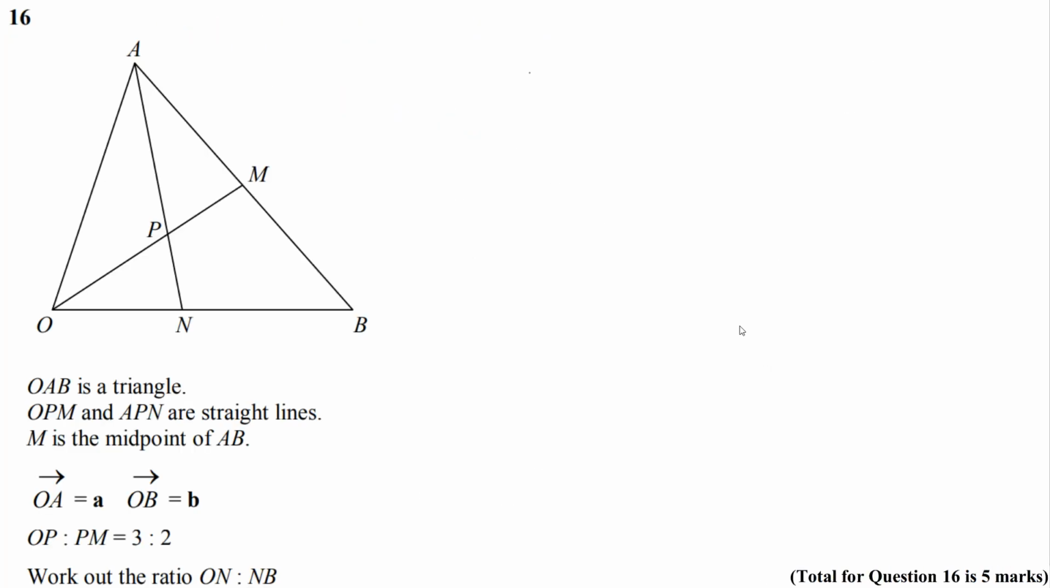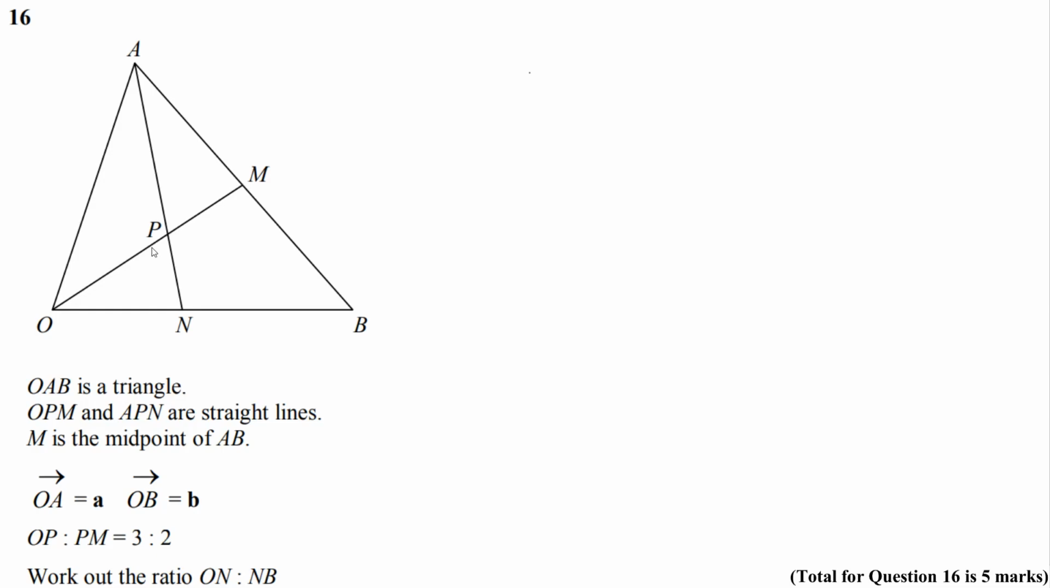OAB is a triangle. OPM and APN are straight lines. M is the midpoint of AB. OA is A and OB is B. O to P to M is 3 to 2. So this is 3 lots of, this is 3. If this is 3, then this is 2.